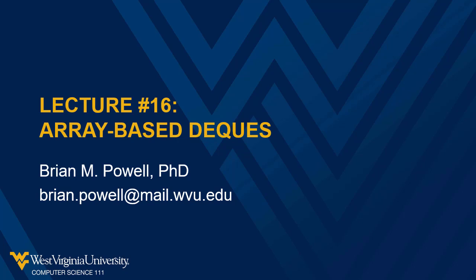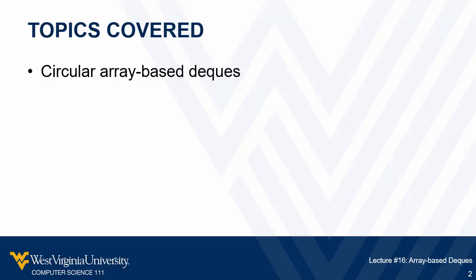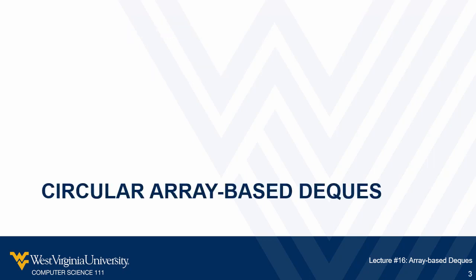In the previous lecture, we learned about double-ended queues or Deques, and we saw how we could implement one using linked nodes. In this lecture, we're going to take a look at a different approach using a circular style array to implement our Deque. Let's go ahead and start looking at what circular arrays are and how we can use them as we implement our Deques.